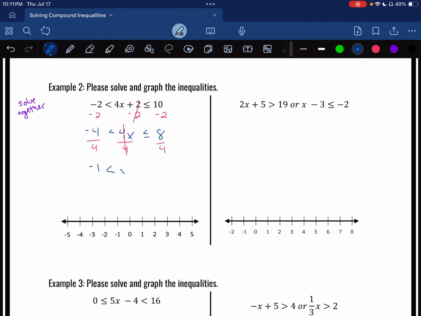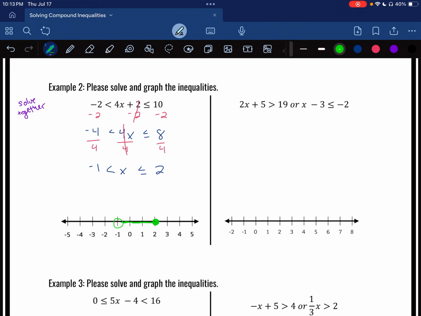All right, so let's go ahead and graph this. So at negative 1, I have an open circle. At positive 2, I have a closed circle. And I'm going to connect those. And there you have it.